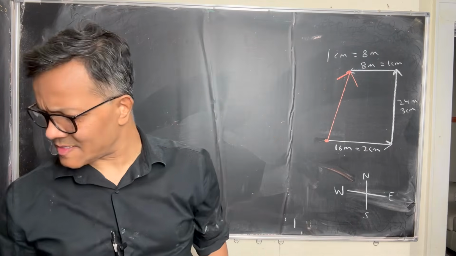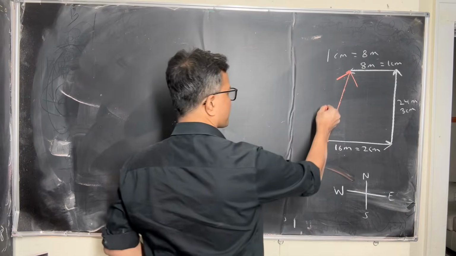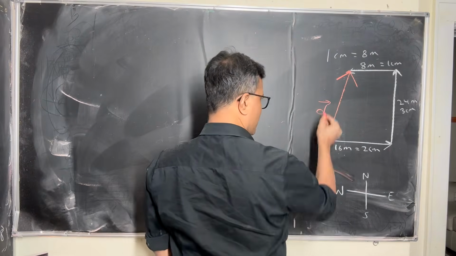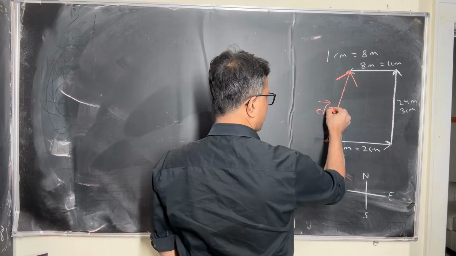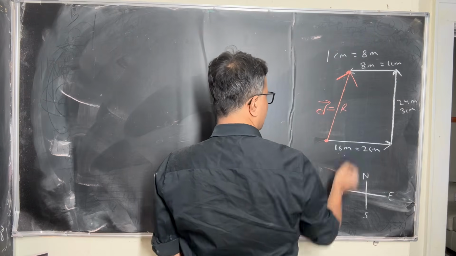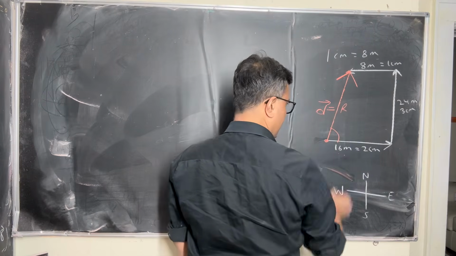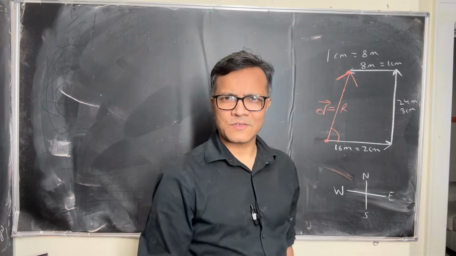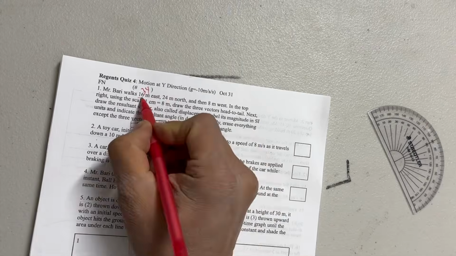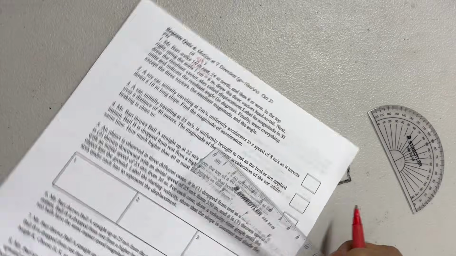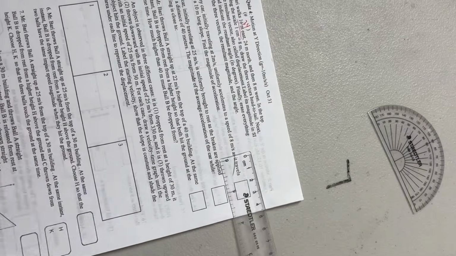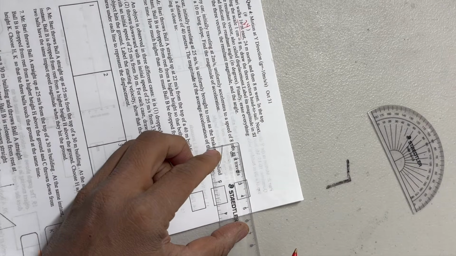Okay. So this is called displacement or resultant. This is the resultant angle. You can use the protractor to find this angle. 16 meter to the east. That means I have to draw 2 centimeters. So make sure I draw 2 centimeters.